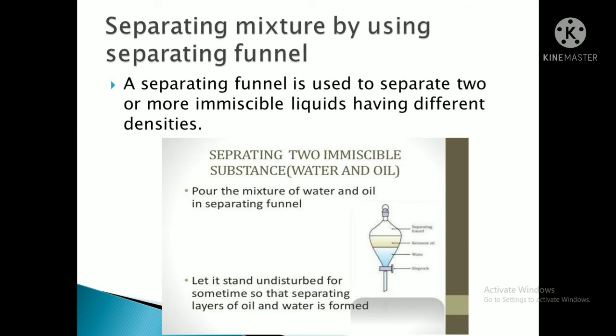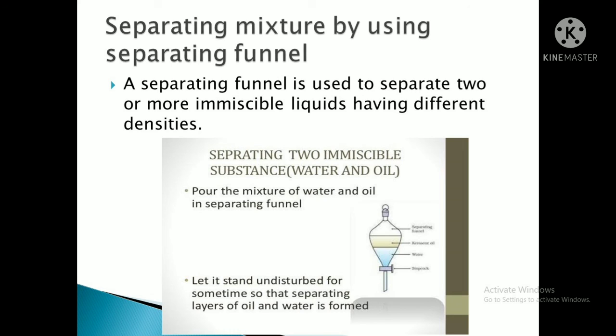Next we'll talk about separating mixture by using the separating funnel. Okay, so separating mixture by separating funnel is what? Here we are talking about oil and water. So oil and water, we know that oil floats on water, isn't it? Because oil is less dense than the water. It is much lighter than the water. So what will happen?